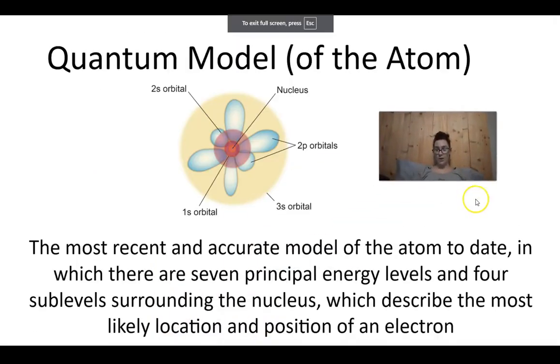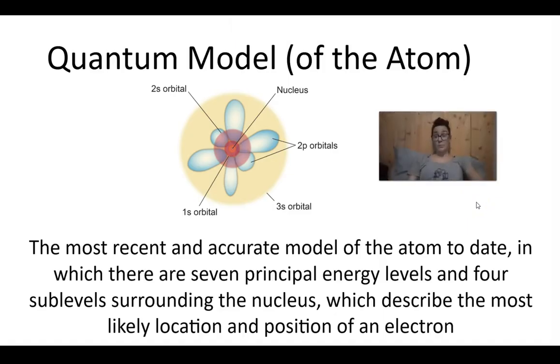However, we know that Bohr's model is not completely accurate. The most current model of the atom is the quantum mechanical model. It is the most recent and accurate model to date, in which there are 7 principal energy levels, represented by the 7 rows of the periodic table, and 4 sublevels surrounding the nucleus. The quantum mechanical model breaks up those energy levels into sublevels of different shapes, which describe the most likely location and position of an electron.